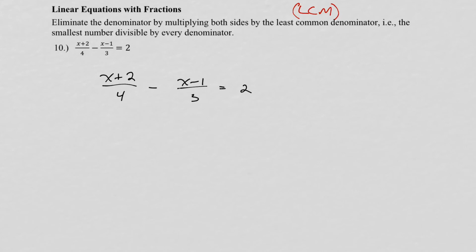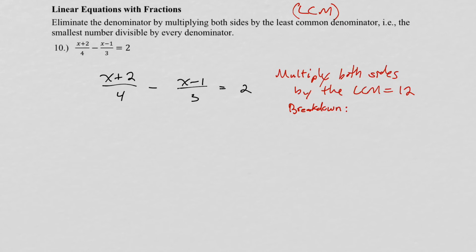So the strategy is to multiply both sides by the LCM. In this case, what is the LCM? Well, the LCM between 4 and 3 is 12. Now, how did I get 12? Well, here's the long way. Here's the breakdown.